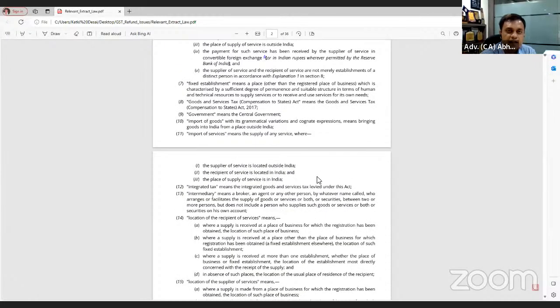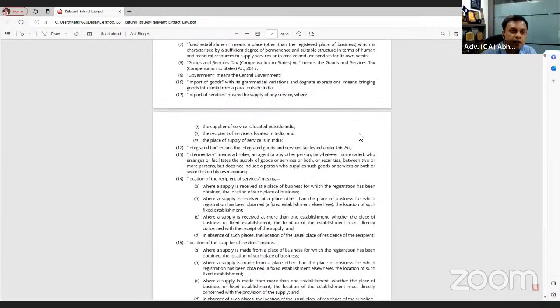Import of goods is defined in clause 10 in a similar way in which the export of goods was defined, to say that it is an act of bringing the goods into India from a place outside India. Import of services is defined under clause 11, whereby, similar to the definition of export of services, we have three conditions. Supplier should be outside India, recipient should be in India, and the place of supply also should be in India.